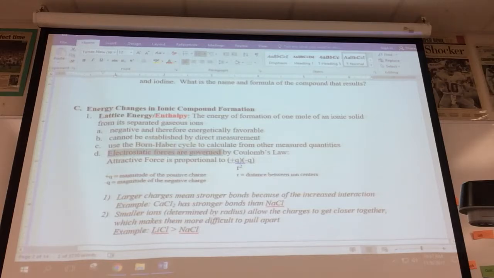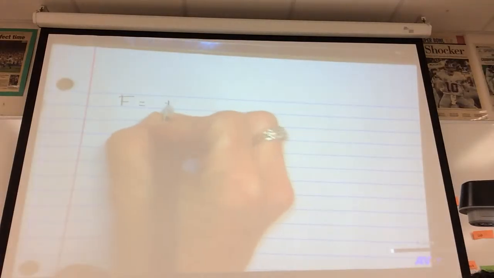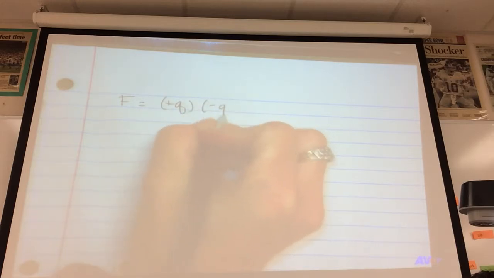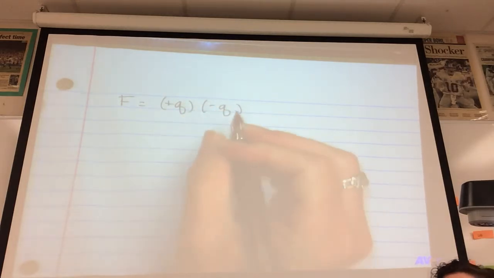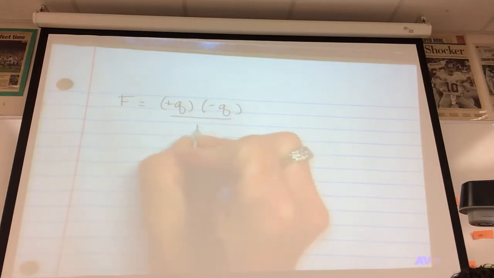But the electrostatic forces are governed by Coulomb's law. And Coulomb's law you've seen already. It says the attractive force is proportional to the magnitude of the charges over r squared. That is the distance between the ion centers. Let's think about this. So force is equal to the magnitude of the positive charge times the magnitude of the negative charge all over radius squared.